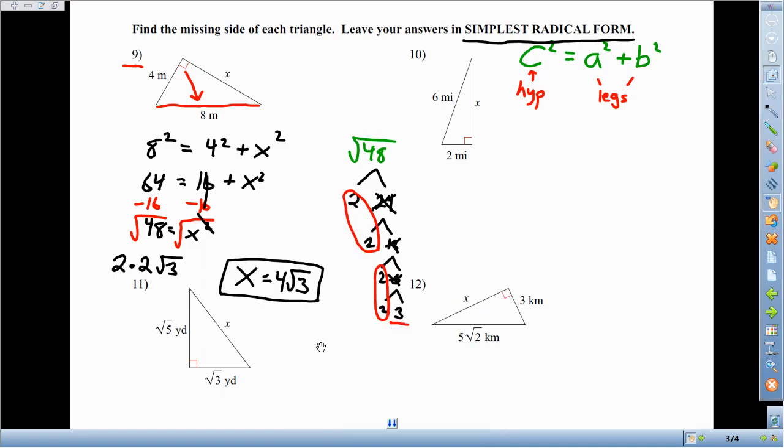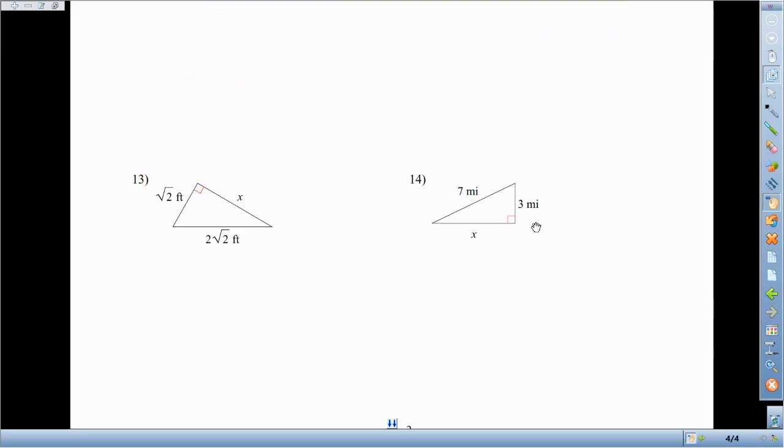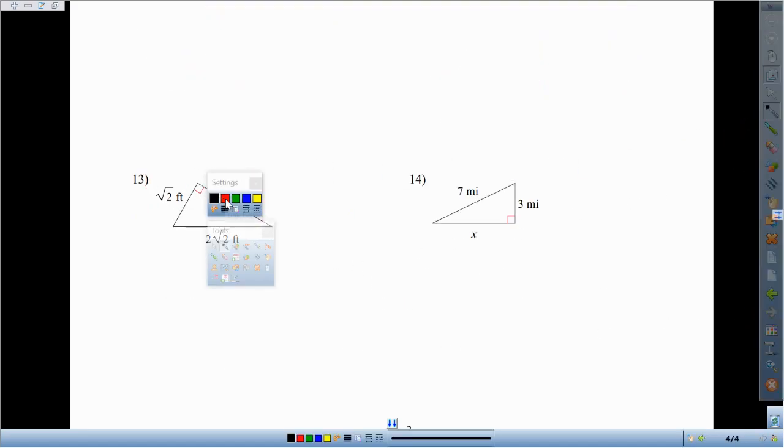Okay, I want to do one more with you guys. I want to do one that gives you some of these weirder square root numbers. So let's see if I can find a good one here. Yeah, let's do number 13 together.